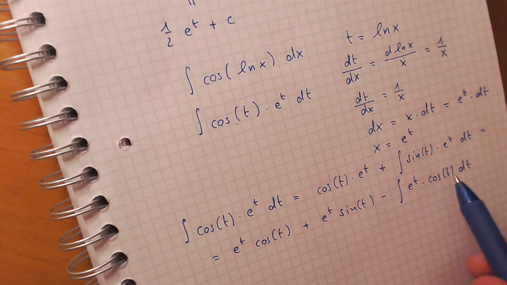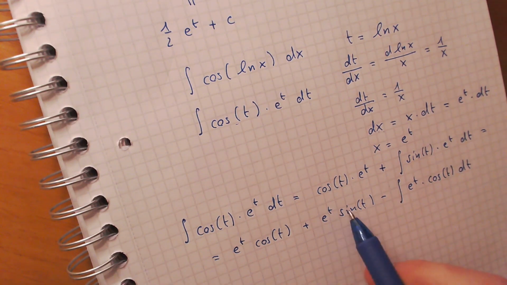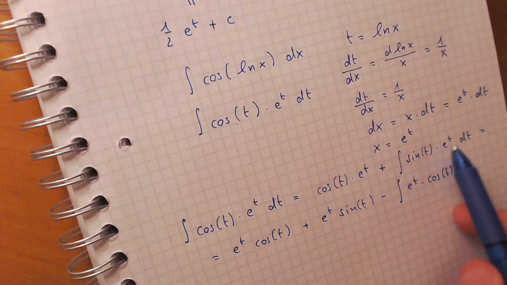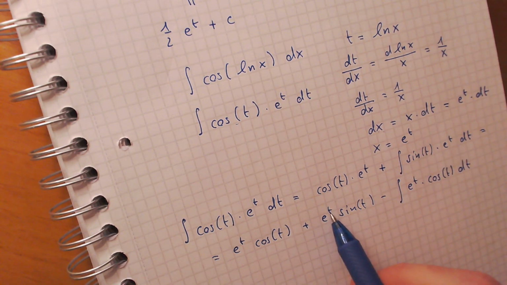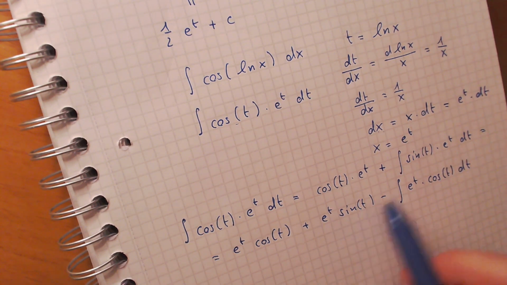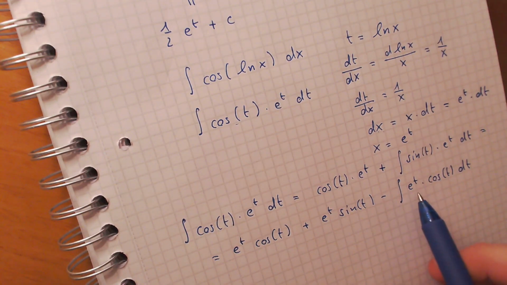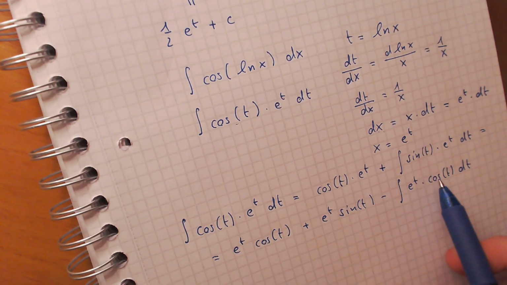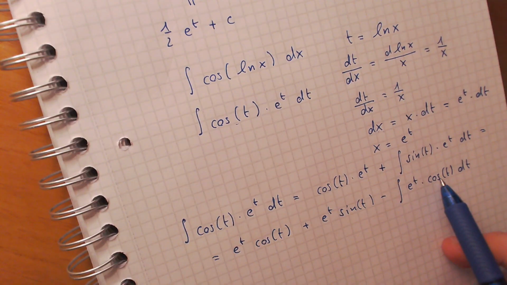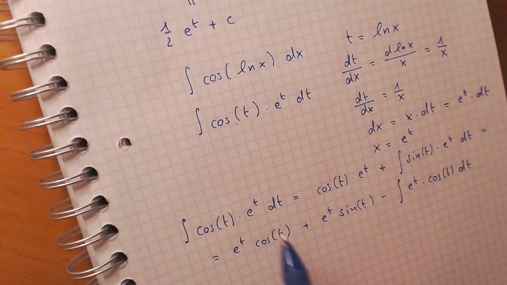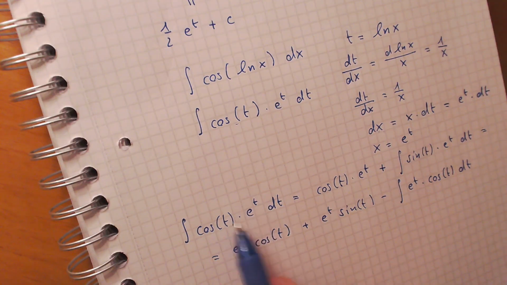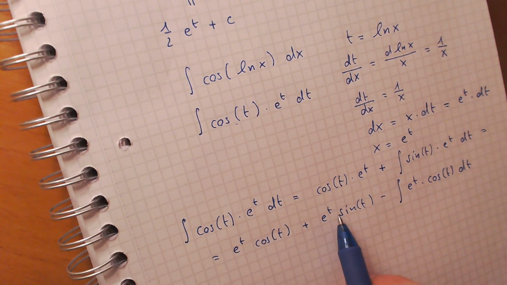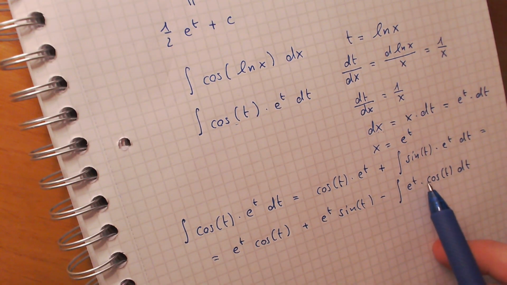Here, as we did previously, basically we found the first term by considering the antiderivative of this function, which is e^t, times the other function minus the integral of e^t and the derivative of sine of t, which is cosine. Okay, so here basically we found that this integral is the sum of these two functions minus the integral again.